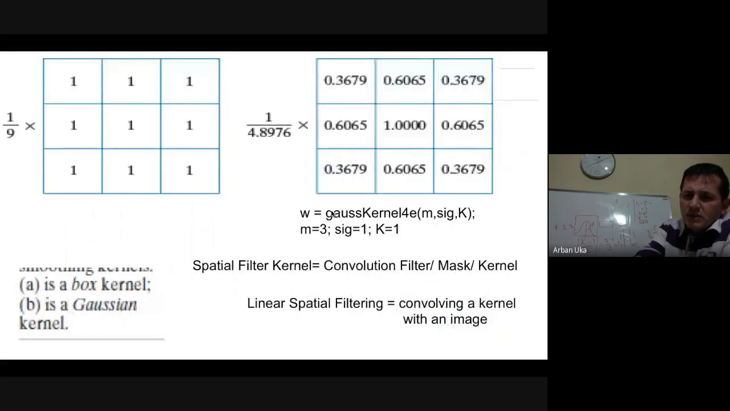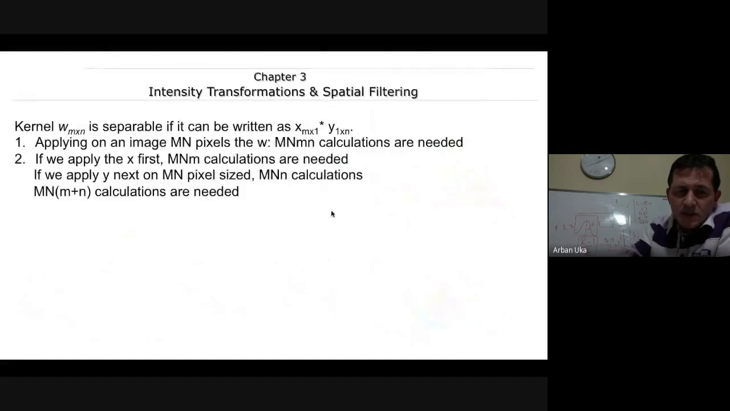But now, in case we can write a kernel this way, in fact, this slide explains it correctly. We have a kernel W of size m by n. It can be separable if it can be written as the product of two vectors, m by 1 and 1 by n. And the benefit of having kernels which can be decomposed, or separable, is in terms of the computational complexity.